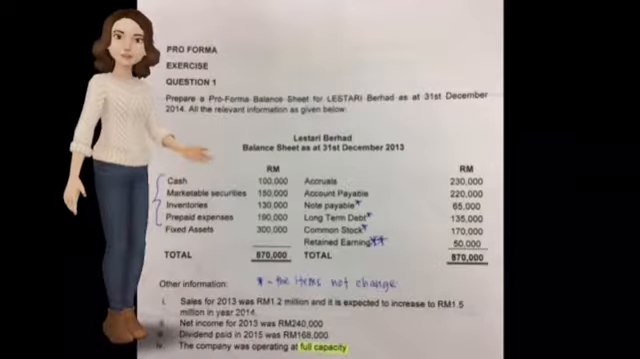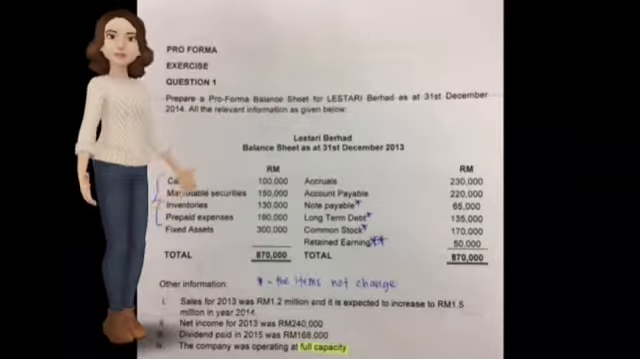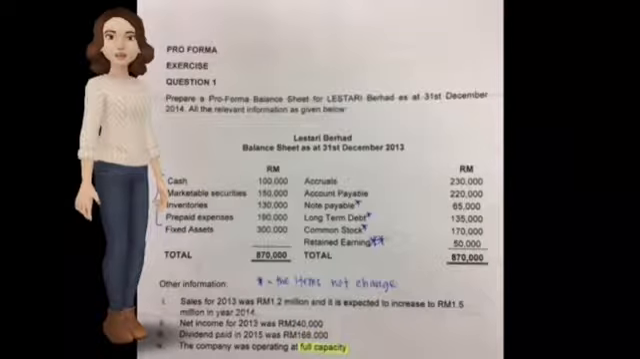This is an example of a question for pro forma. Let's do this question, guys.